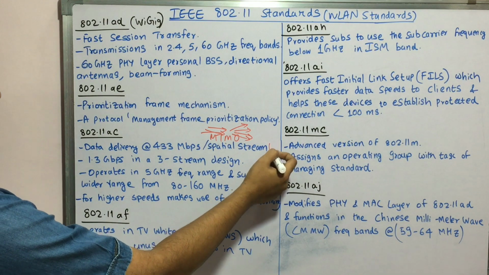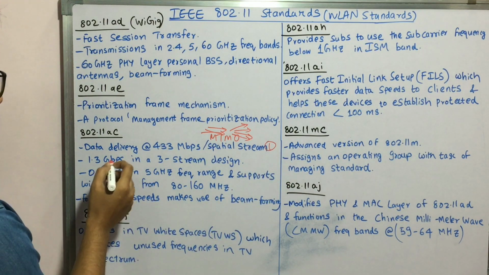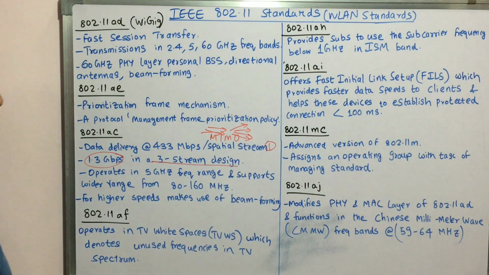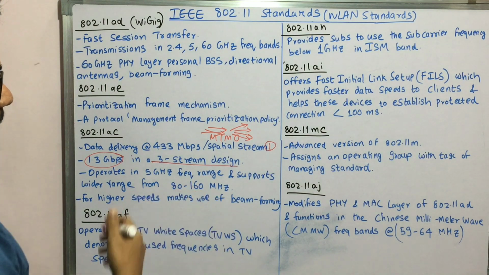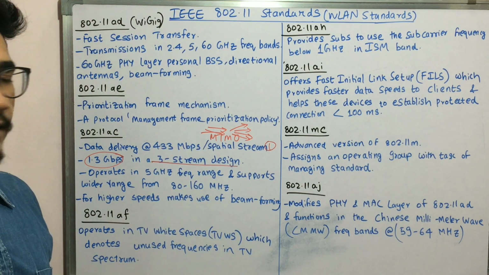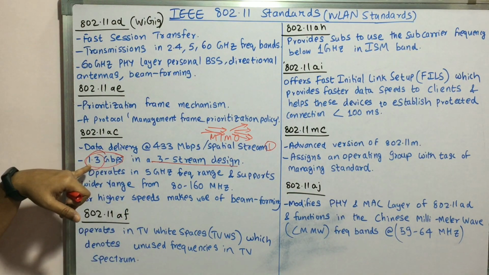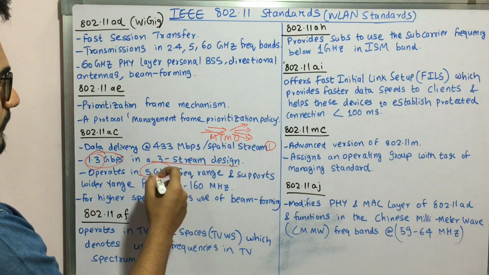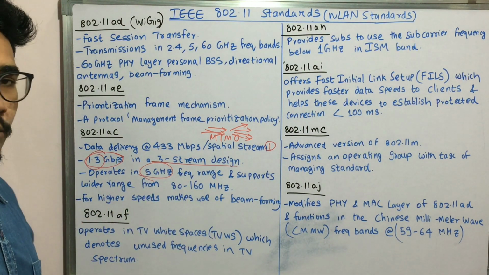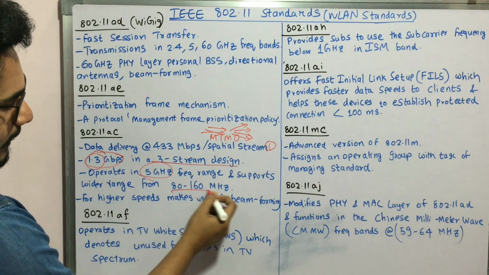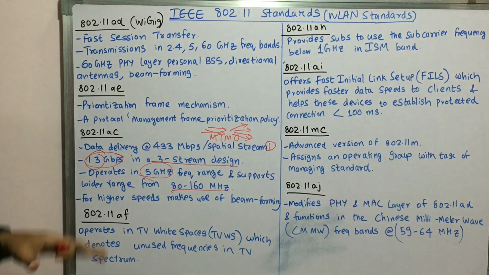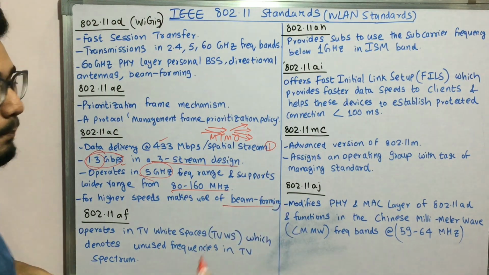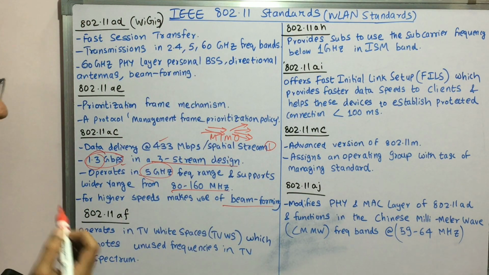With this technique you can achieve up to 1.3 gigabits per second in a 3-stream design technique. It operates within the 5 gigahertz frequency range, which is the standard frequency range on which it operates. If you want to extend it even more, it can operate at 80 to 160 megahertz. Now if you want even more data transfer speeds, you can go for beam forming, which is taken from the 802.11ad.